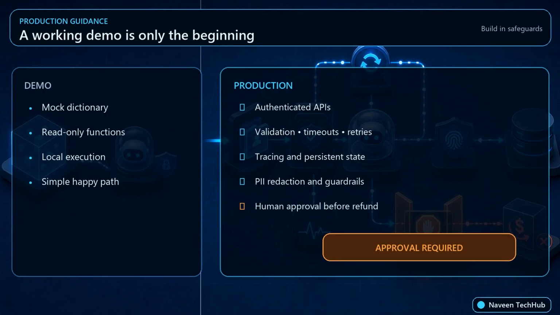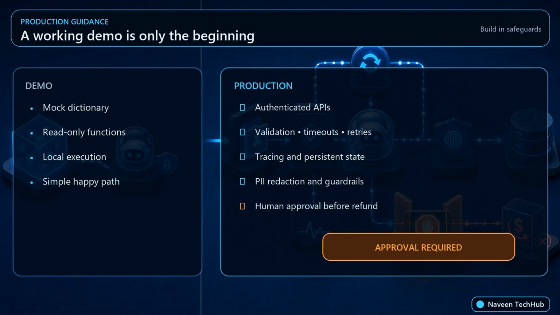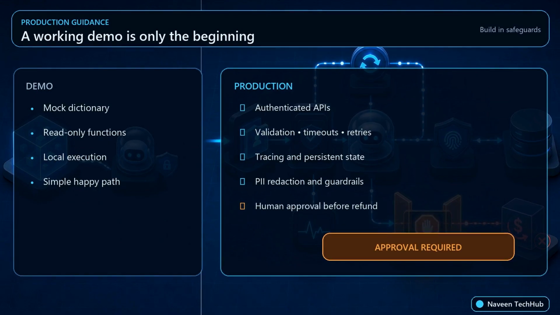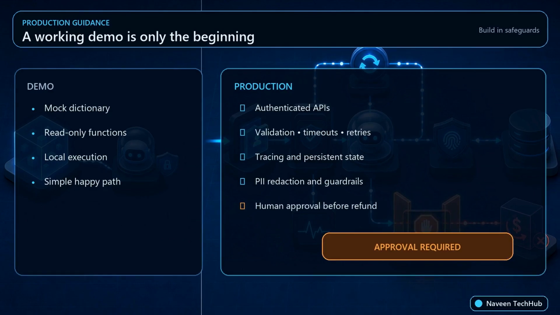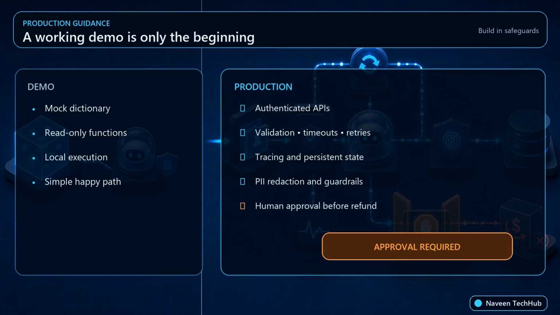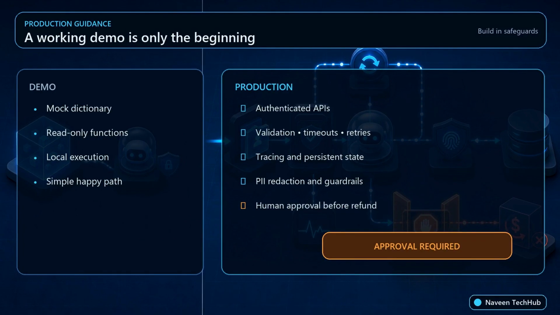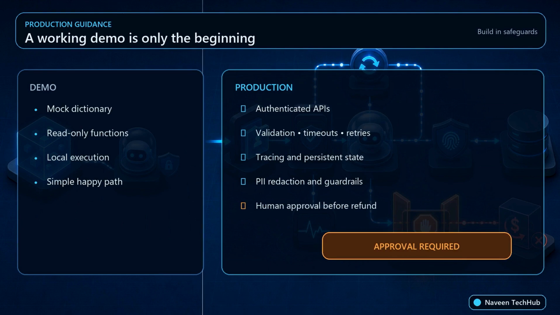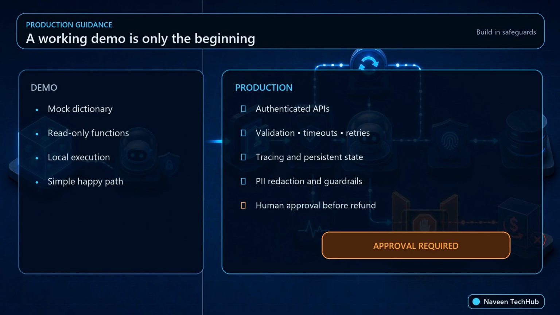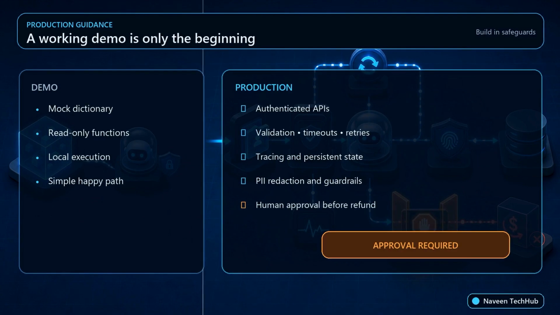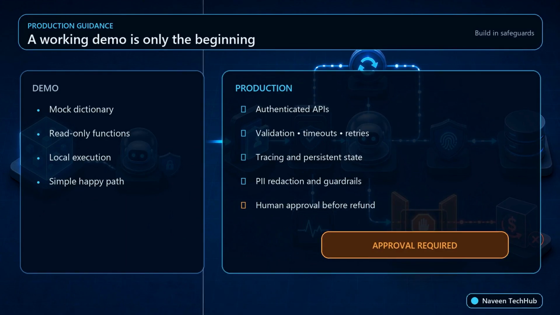This demo only reads mock data, so it is intentionally simple. In production, validate every tool input. Add authentication, timeouts, retries, logging, and persistent state. LangChain middleware can also redact sensitive information, summarize long conversations, and pause a risky tool call for human approval. For example, checking refund eligibility may be automatic, but actually issuing a refund should normally require an authorized person. That separation protects both the customer and the business.